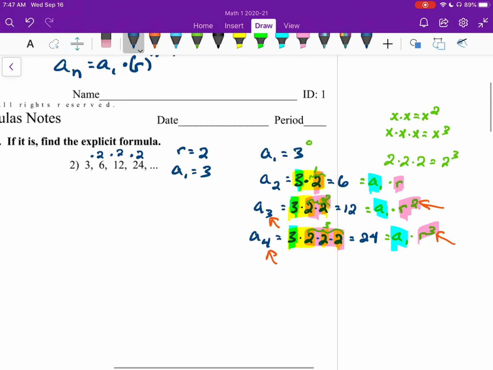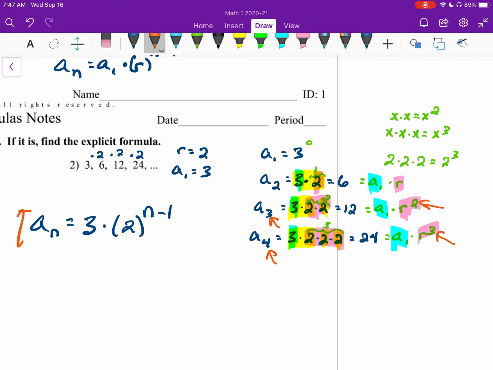So for number 2, our actual answer is going to be a sub n equals 3, or a1, times 2 to the n minus 1. And this is our answer. We could think about this: if we wanted to find a5, that would be 3 times 2 to the 4th, right? Because I took 5 minus 1 in that exponent.